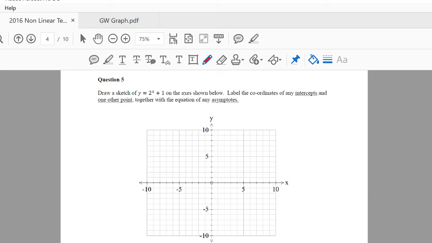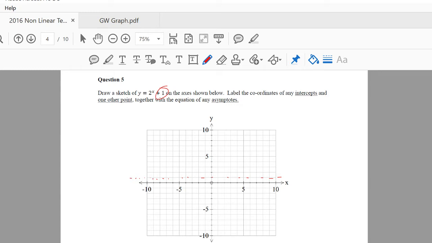Draw a sketch of 2^x plus 1 on the axis below. Label the coordinates of any intercepts and one other point together with the equations of any asymptotes. So firstly, the plus 1 tells us where the horizontal asymptote is. This is an exponential graph, so it just has the one horizontal asymptote, and that horizontal asymptote is going to be along here. So I'm going to draw it. Done.